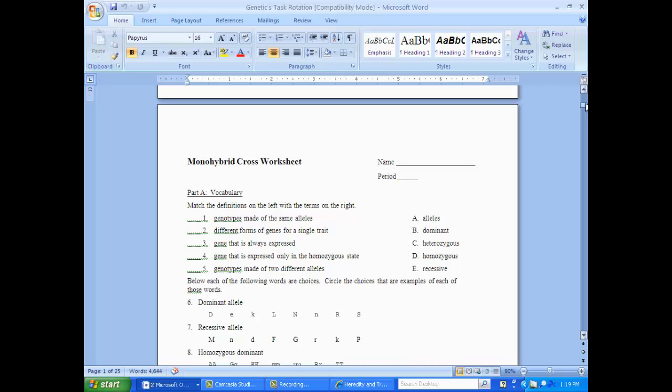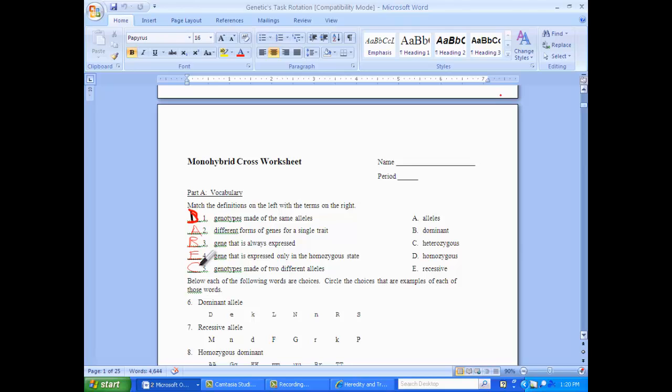It did say pedigree, yes. All right, so match the definitions on the left with the terms on the right. So genotypes made of the same alleles. What's that going to be? D. Homozygous, very good. Different forms of genes for a single trait. A. That's an allele. That's when you have the different forms on the homologous chromosomes. Gene that is always expressed. Dominant, B. Gene that is expressed only in the homozygous state, which means 2 small little ones, is going to be recessive, E. And genotypes made of 2 different alleles, that is going to be C, heterozygous.